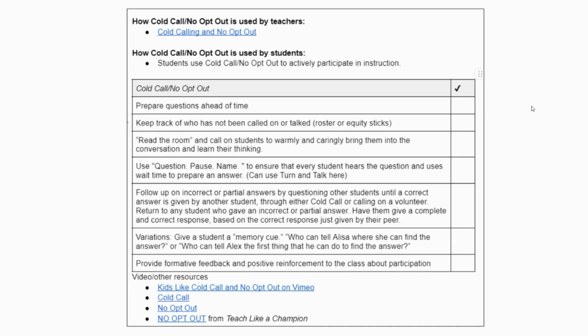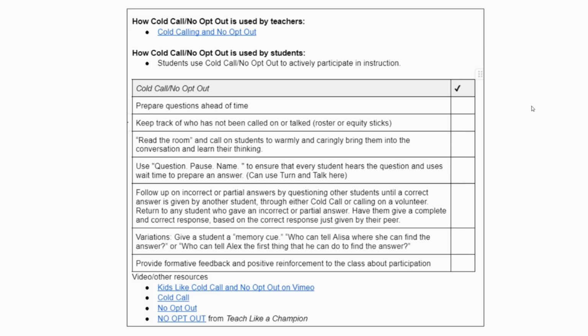So they know that they have to prepare questions ahead of time because this is a real tough thing to do off the cuff. They have to keep track of who has or hasn't been called on or who has or hasn't talked. And that could be a roster checklist. That could be those popsicle sticks. It really doesn't matter. They have to learn how to read the room, how to call on students warmly. And by the way, you can always give them a warning like, hey, I'm going to ask this person, then this person, then this person, but I'll also ask some others. That's a heads up for some of ours.